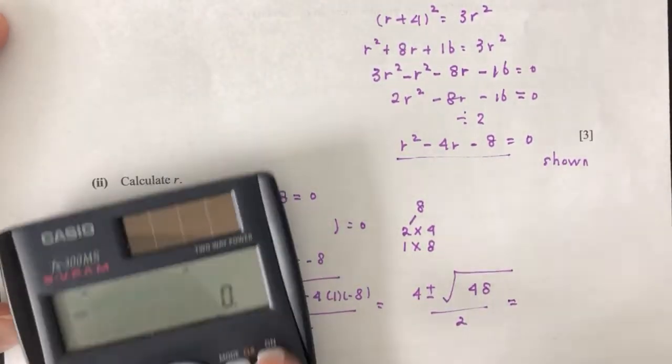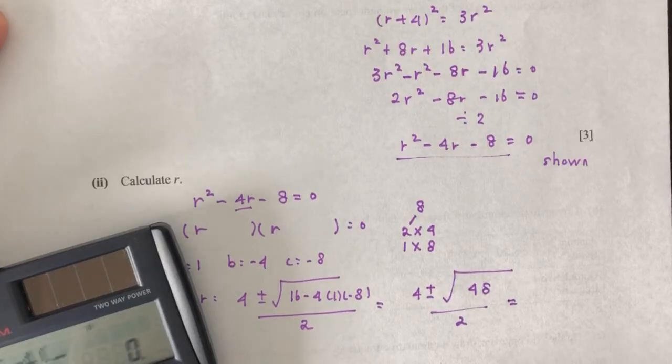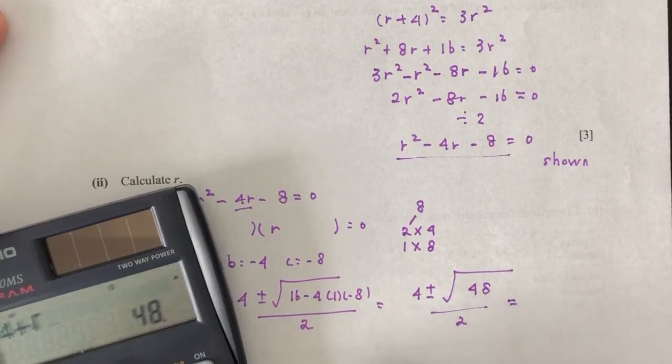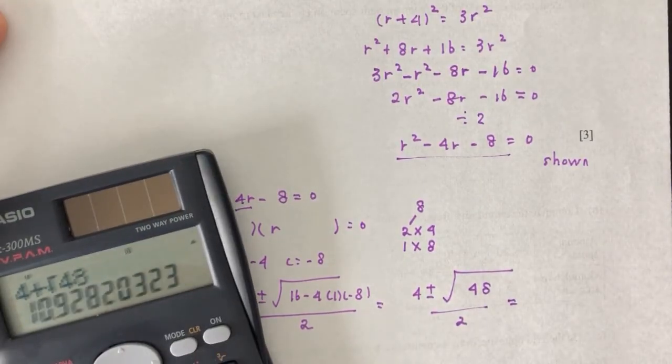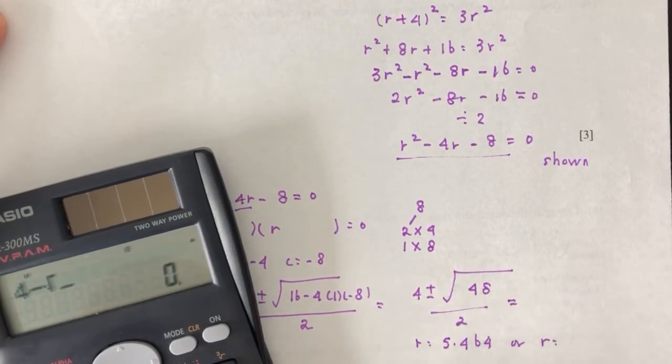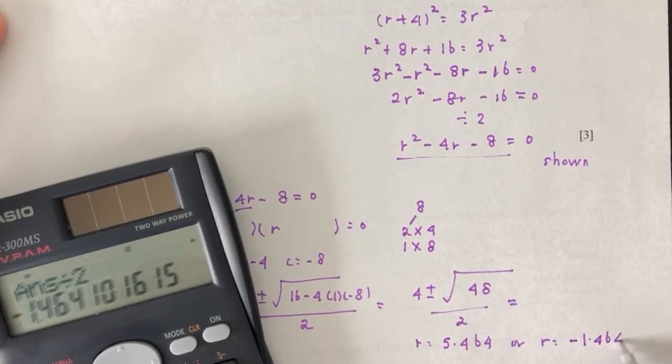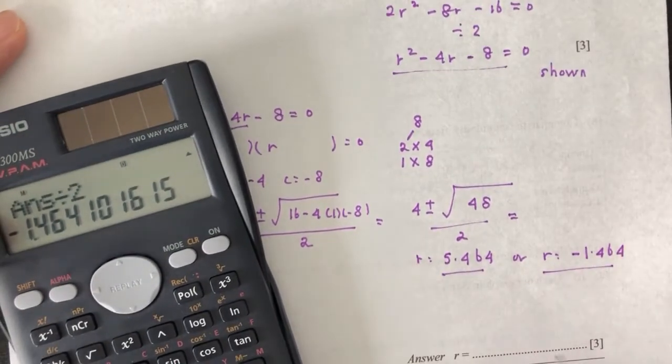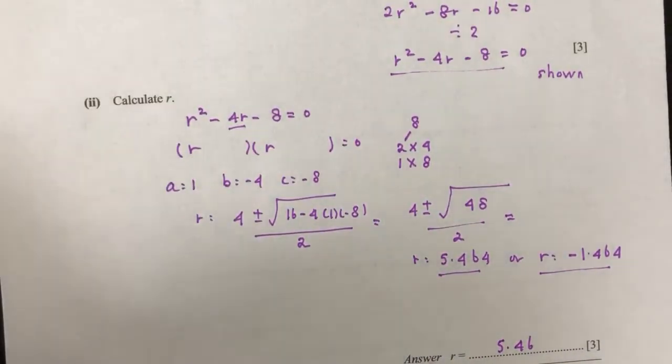So let's find the possible answers. Let's first make sure that it is correct. So 4 plus square root of 48 divided by 2. So the first answer is r equal to 5.464, or r is equal to 4 minus square root of 48 divided by 2, 1.464. So the radius cannot be negative, it can only be this, so your answer will be 5.46. That will be the value of r.